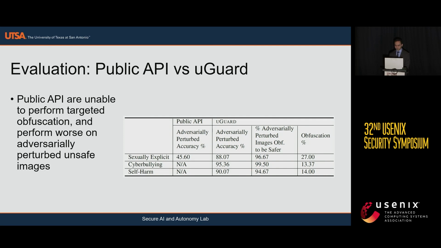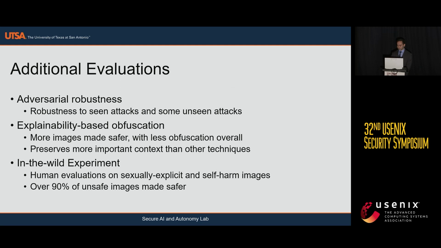In our evaluations, we show the effectiveness of UGuard against adversarial unsafe images, showing both robust detection and obfuscation. We also performed several other evaluations to show the effectiveness of different components of our system. In our adversarial robustness experiments, we see that UGuard is robust to attacks that it was trained against, as well as some attacks that it was not trained against. Furthermore, in our experiments on explainability-based image obfuscation, we show that more images are made safer with less obfuscation than other techniques, which preserves important contextual image information.